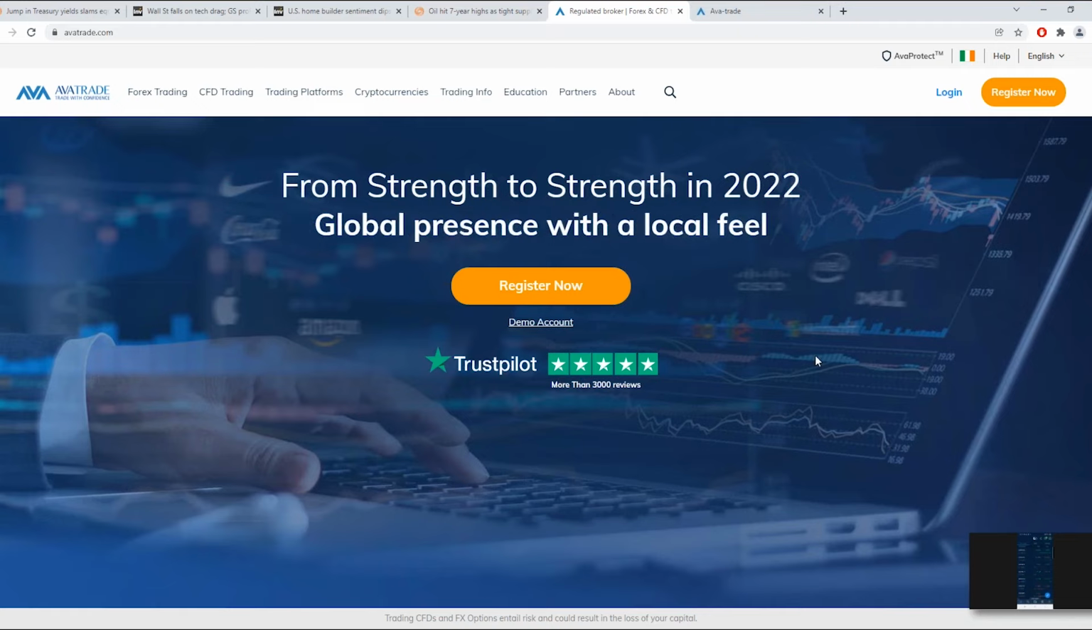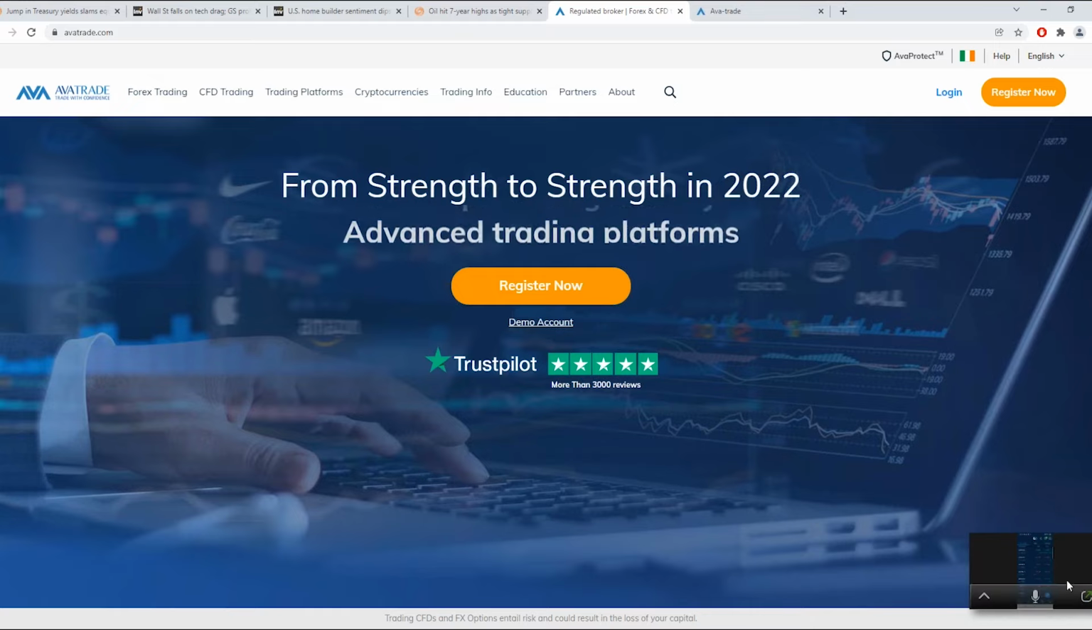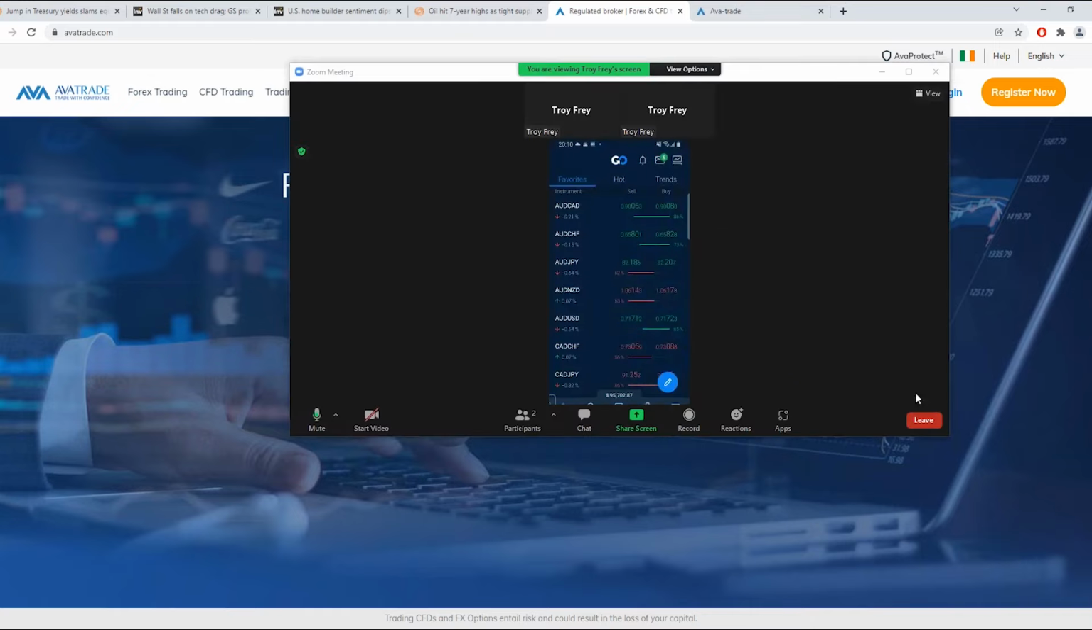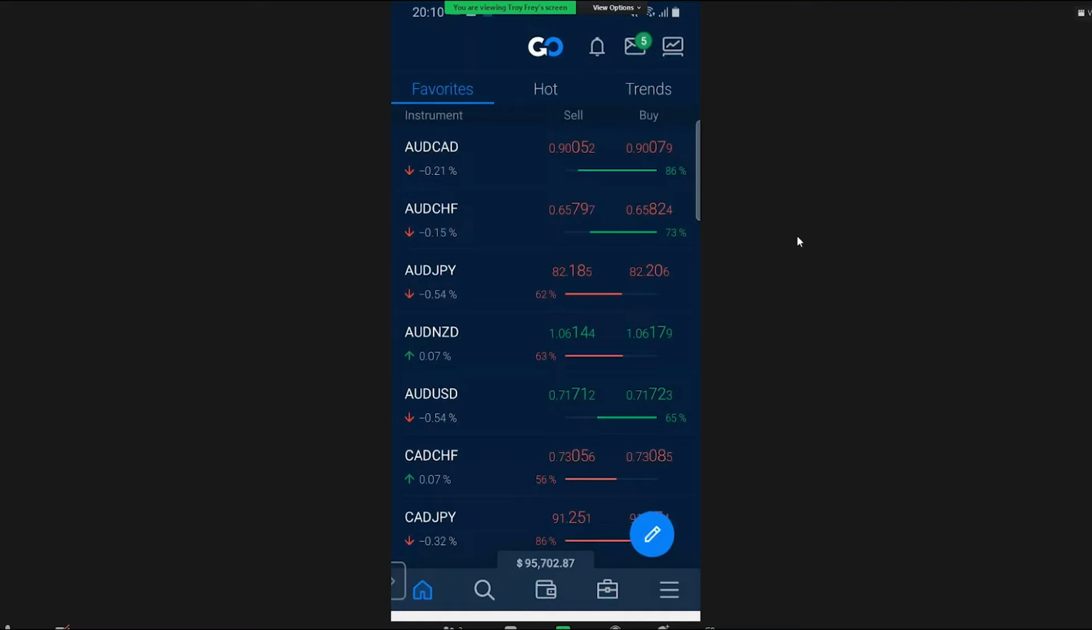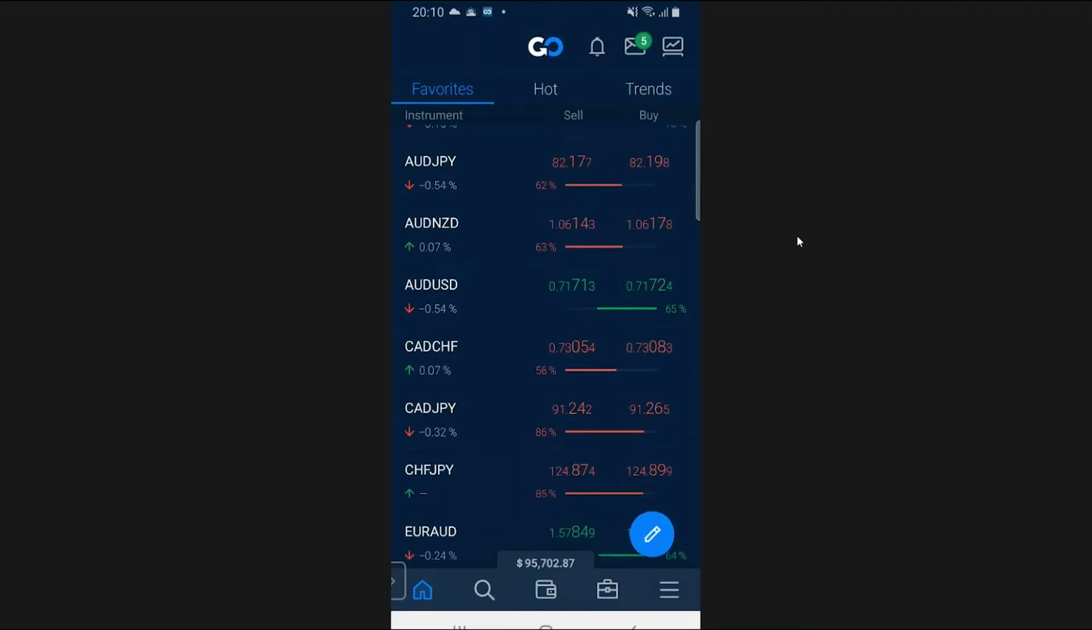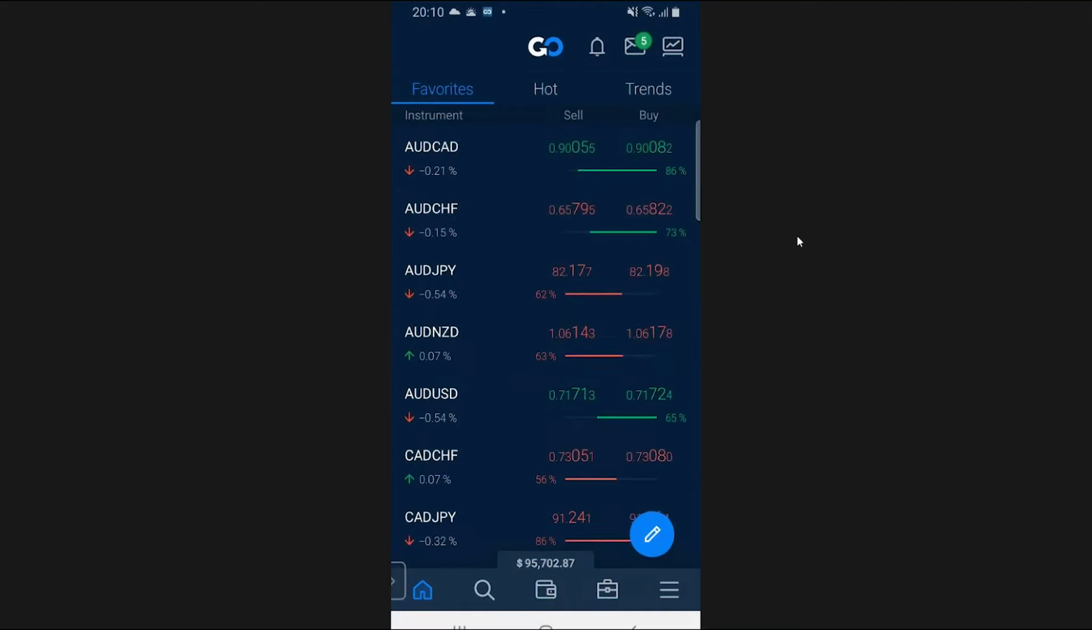All right, so we're looking then at the app down here. Let me expand the mobile app, and we'll take a look at how we can function on the mobile app for those of you that are on the go. AvaTrade Go, as it's called, can be downloaded from our main website, or just search for it in your app store. AvaTrade Go, you'll find it.